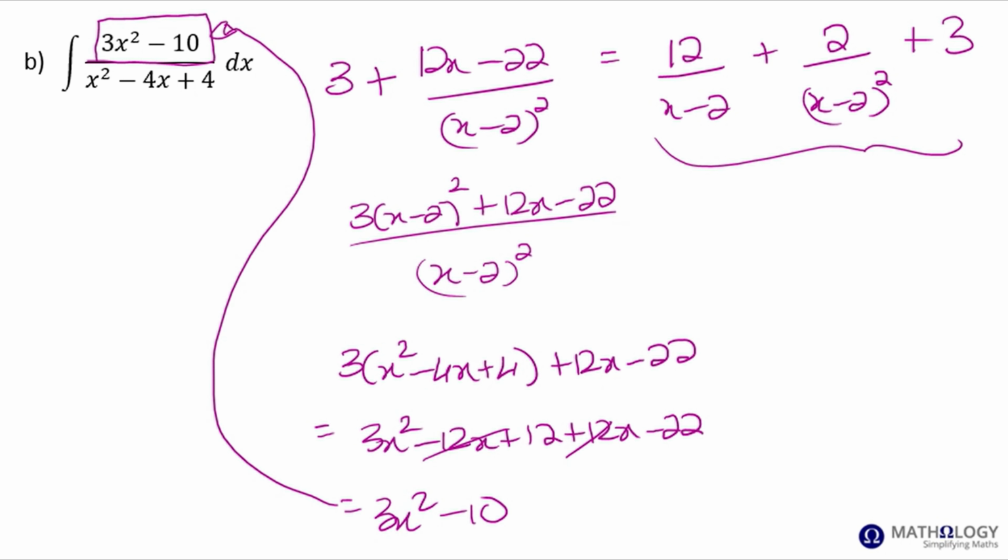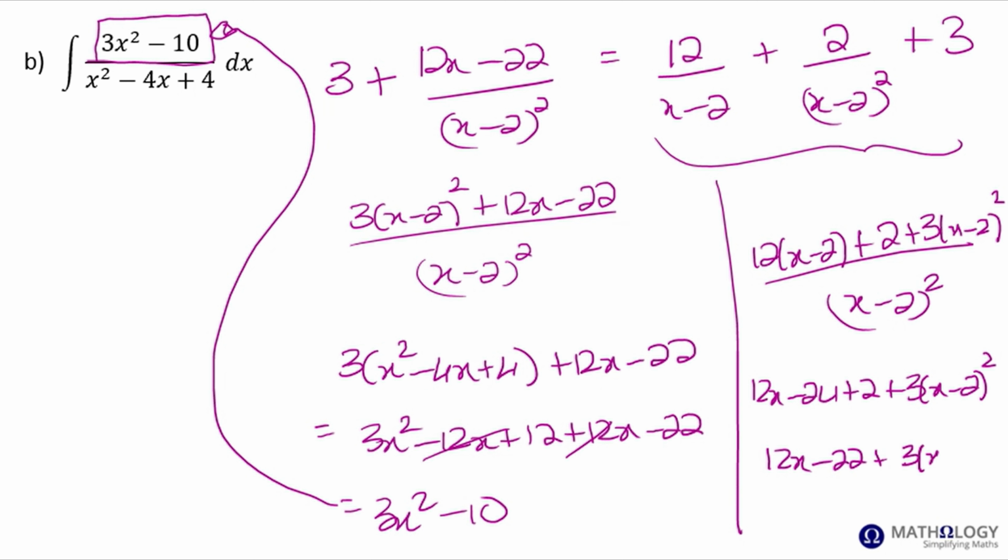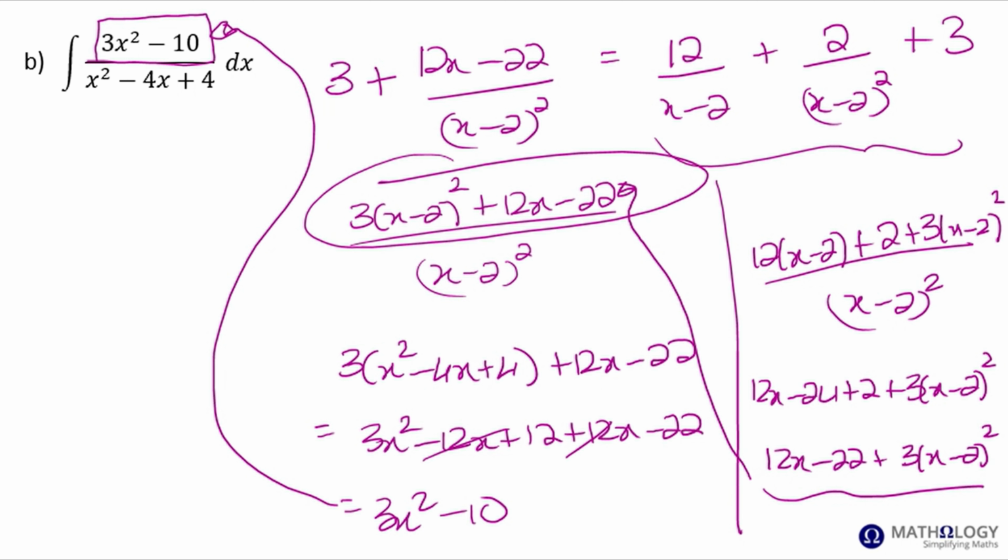So we're just looking at the numerator now. The right hand side will have x minus 2 all squared. We'll have 12 times x minus 2 plus 2 plus 3 times x minus 2 all squared. So it's going to be 12x minus 24 plus 2 plus 3 times x minus 2 all squared. That's 12x minus 22 plus 3 times x minus 2 all squared. I'm not going to multiply this out again because you can see that this expression here is that expression in the numerator, and we've just multiplied this out here. So everything checks out.